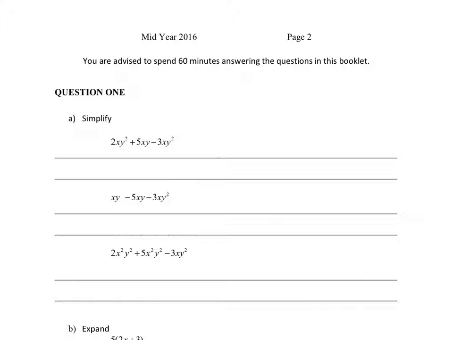In the first question, we've got an xy squared. We've got 2xy squared, and we can take away 3xy squareds because they're the same like terms. So 2 take away 3 is negative 1xy squared, and I still have to add the 5xy. Can't combine them because when you have an addition or a subtraction, we can only do that to like terms.